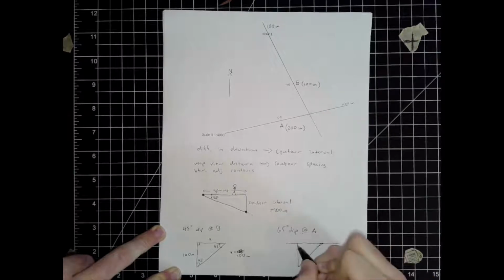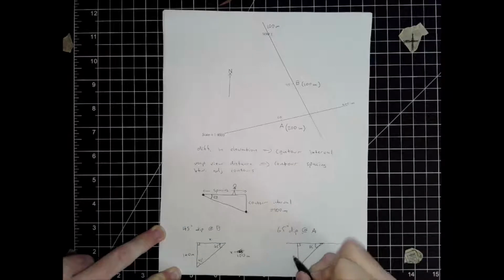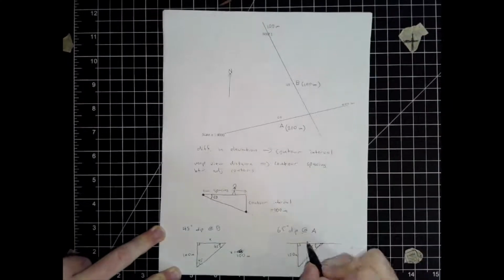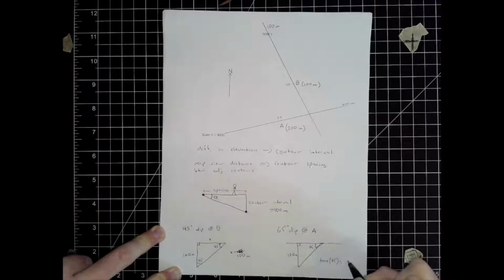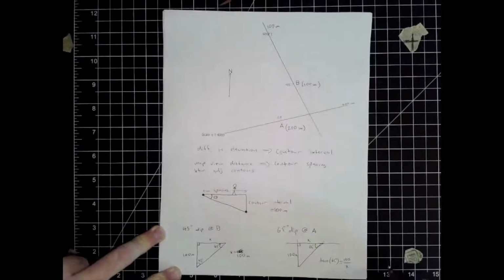Perfect triangle. Okay, so now it's 65. And if we keep our 100-meter contour interval, then our spacing is going to be different, and we have to set up our tangent function. Tangent 65 equals opposite over adjacent, 100 over x. And you can solve this for x to get spacing.